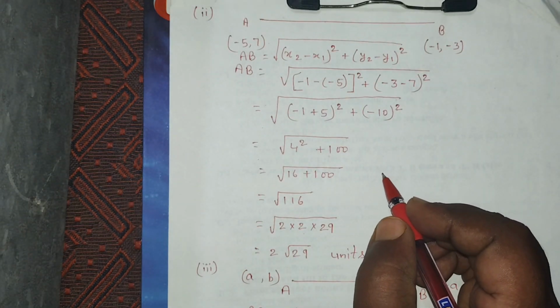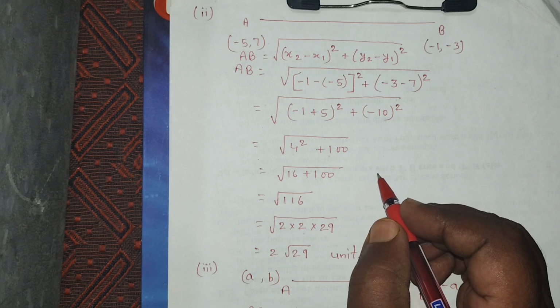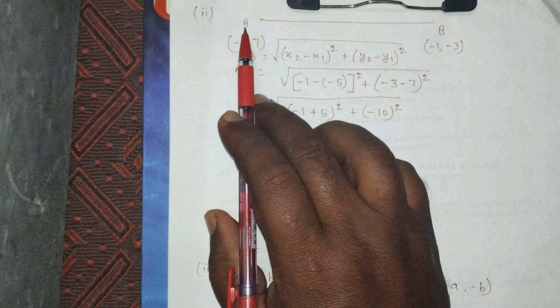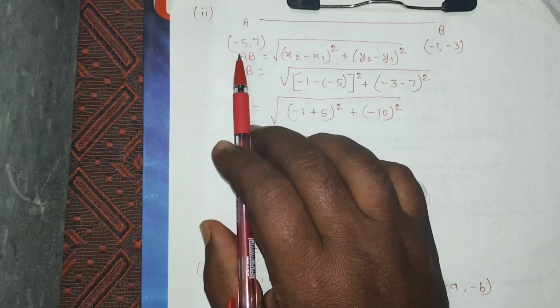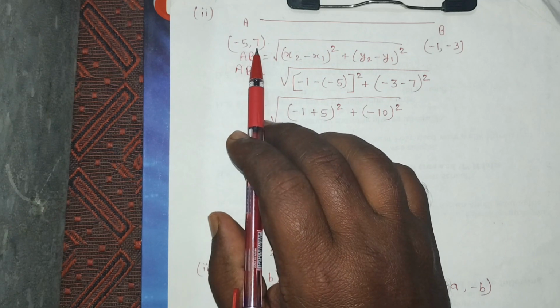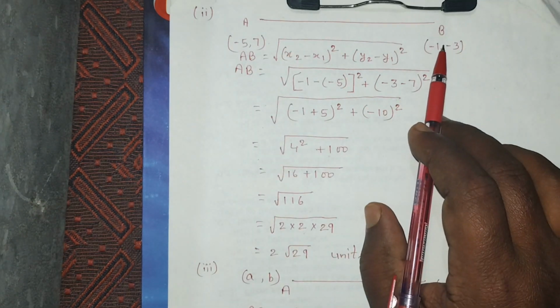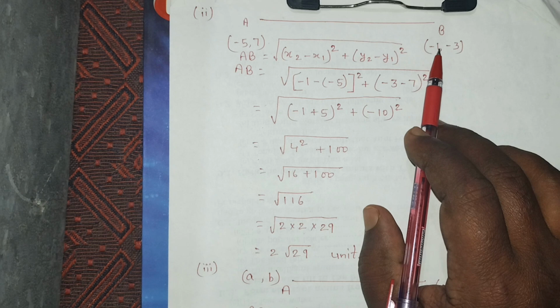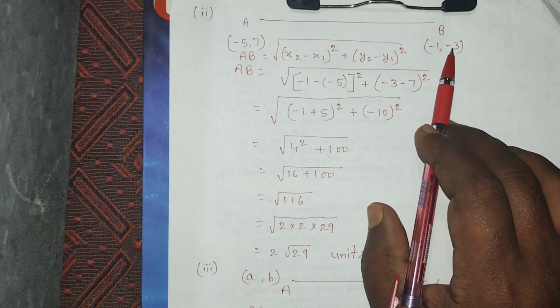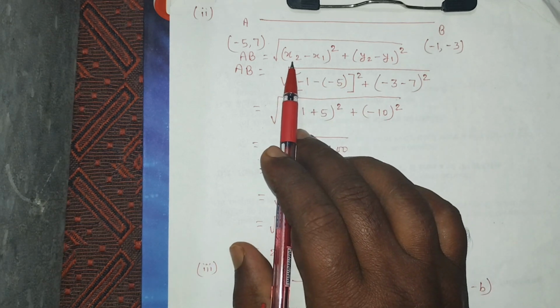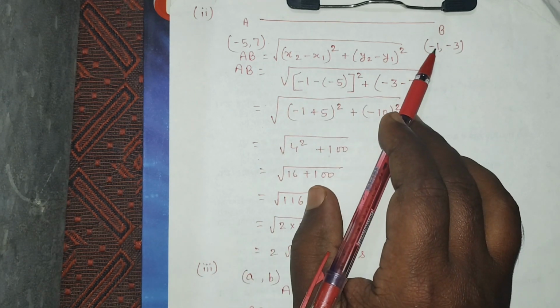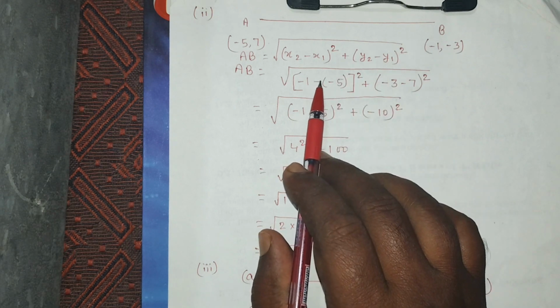Now, as we discussed in example 1, the point which is towards the left, that is point A here, will be considered x1 and y1. And coordinates of point B, which is towards the right side of the notebook, will make x2 and y2. Here, according to the formula, x2 minus x1, that means minus 1 minus of minus 5.